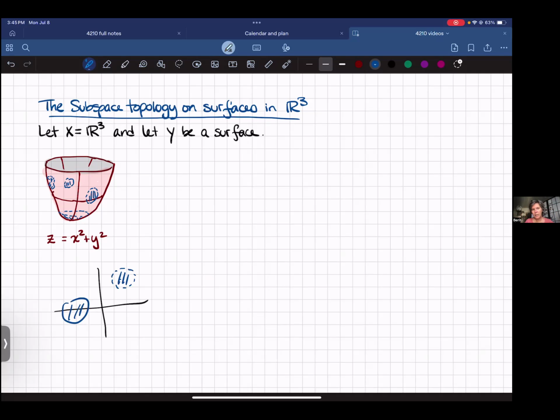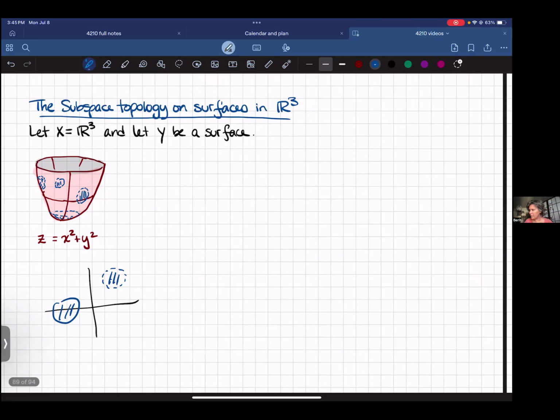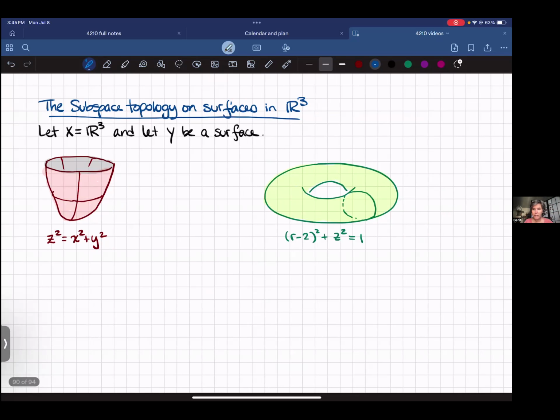A particular very important example is the torus. I claim that the torus has this equation, (r minus 2) squared plus z squared is equal to 1, and that is in cylindrical coordinates. So we're doing cylindrical coordinates here, so there's a theta that is missing.